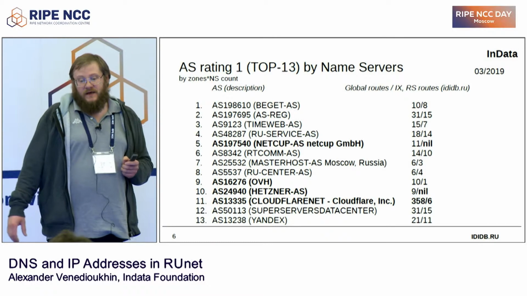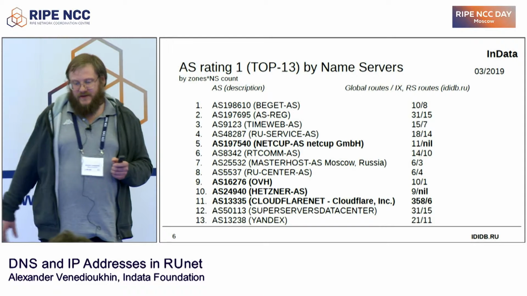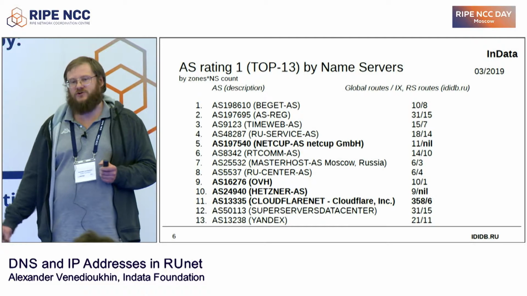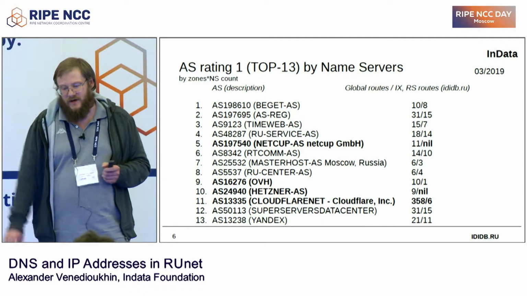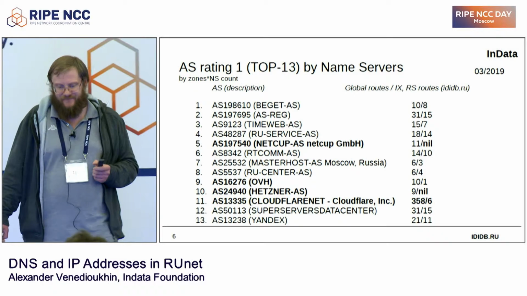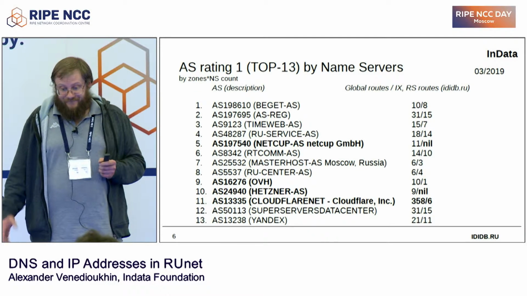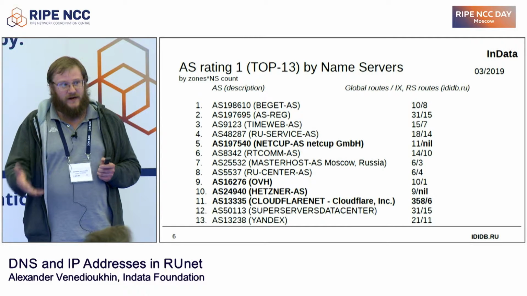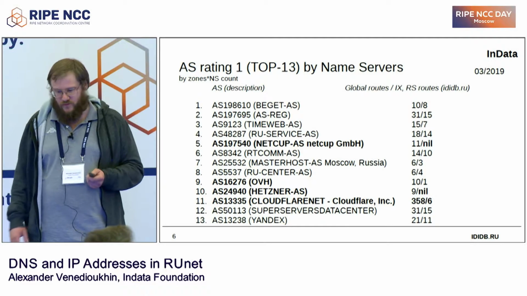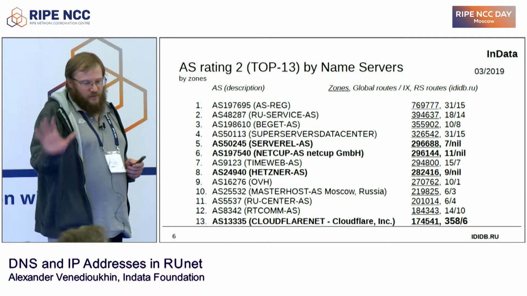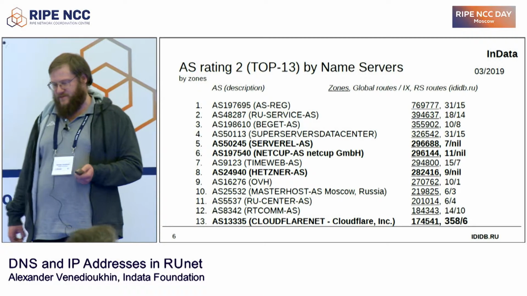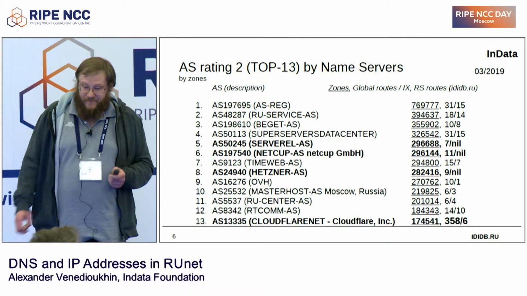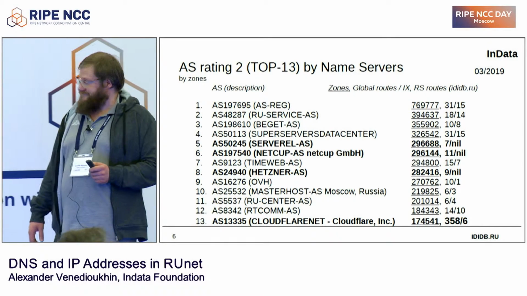And to the right, you see indices, routes. To the right are routes from route servers, and to the left are global routes. When I say global, I'll explain what I mean by global a bit later. And this is a more standard rating for autonomous systems that shows the number of zones hosted by this or that autonomous system.